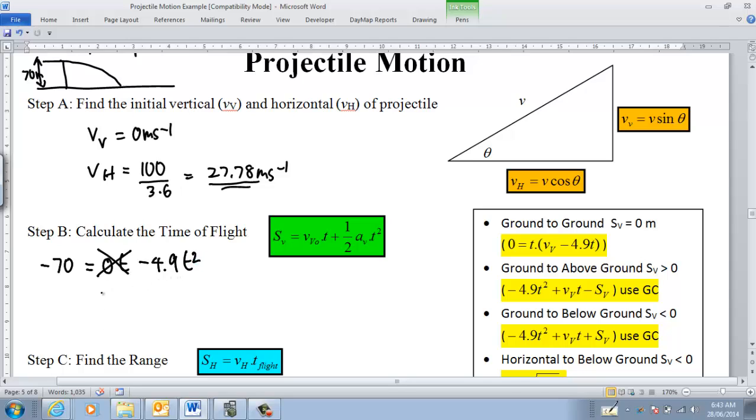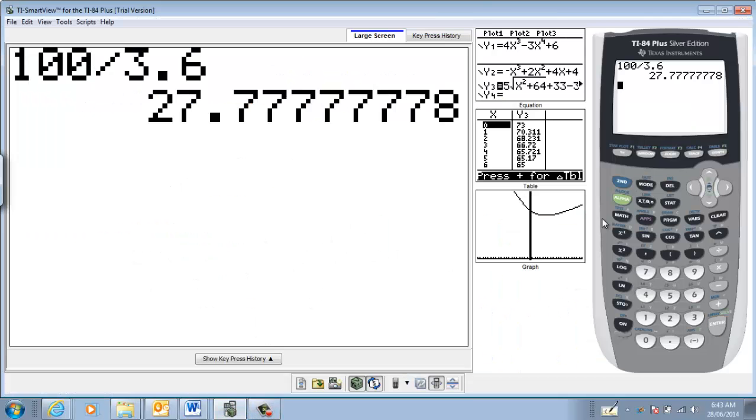I can rearrange this pretty simply. I get rid of the two negatives. t squared is going to be equal to 70 on 4.9. So therefore t is equal to the square root of 70 over 4.9. Now it could be plus or minus, but we know we just have to have positive times, so therefore we can do that calculation.